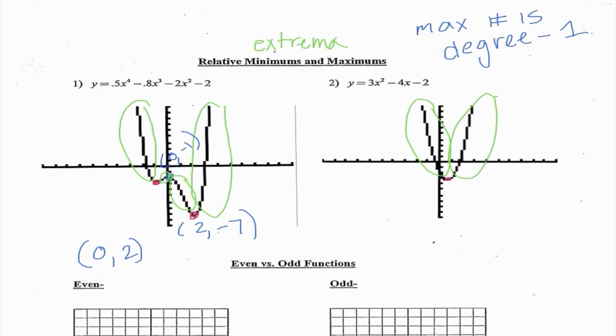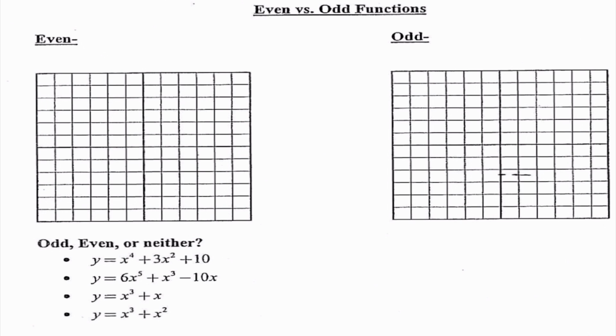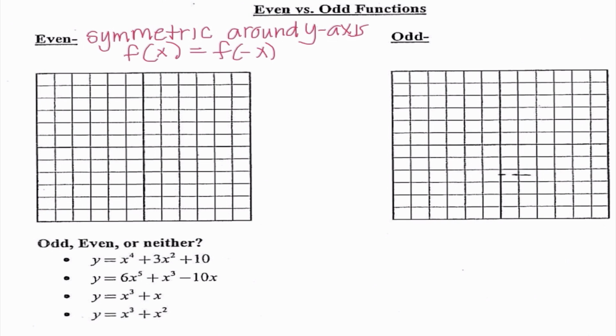Our second graph here, our highest power, our degree is 2, so it would make sense that we only have 1 relative minimum. The final thing that we're going to talk about is this concept of even and odd functions. And there's a few different things that we'll talk about regarding those classifications.